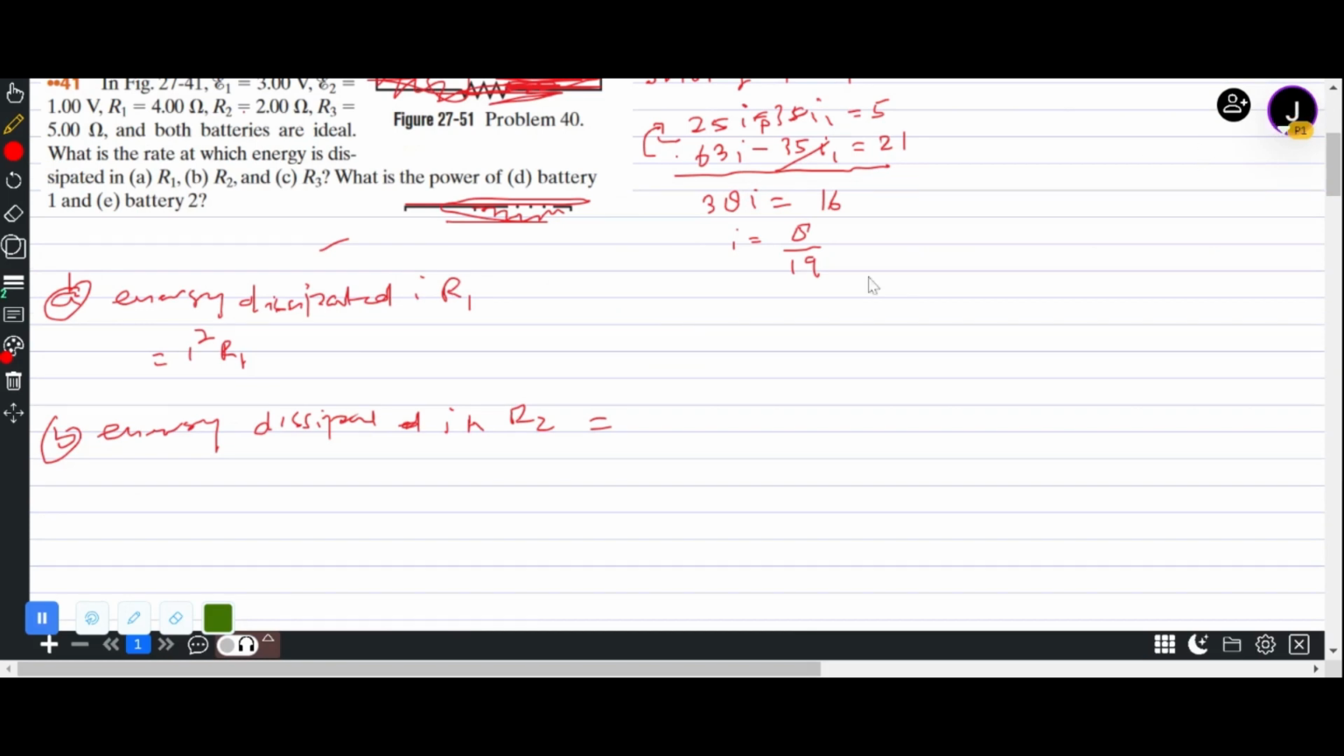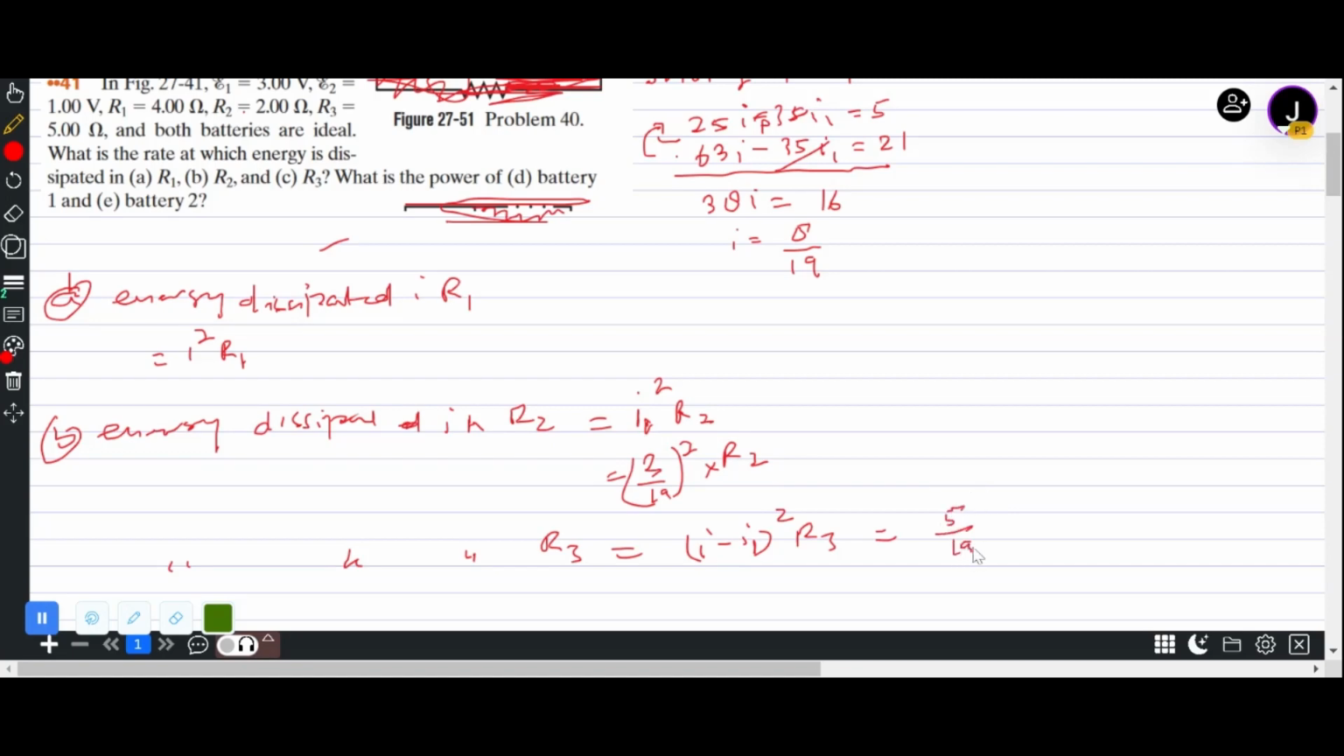We'll put the appropriate values. I haven't done the numbers, so you can put those numbers and find out the solution, which is 3 by 19 whole square into R2, which is 2 ohm. Now energy dissipated in R3 is going to be the same way. We have I minus I1 current in R3, so it's going to be 5 by 19 whole square into R3. So that is the power dissipated in R1, R2, R3.